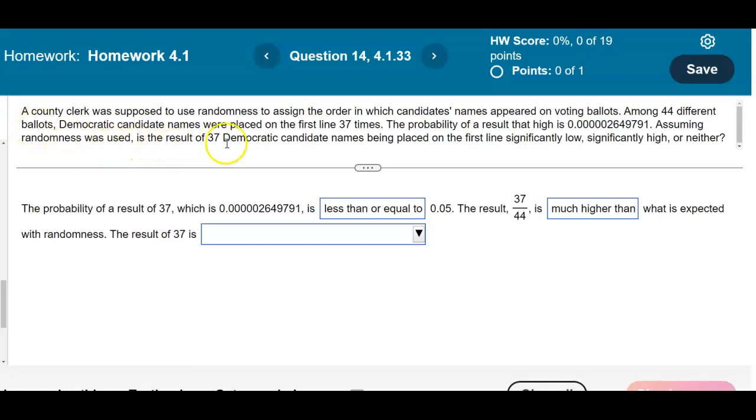A county clerk was supposed to use randomness to assign the order in which candidates' names appeared on voting ballots. Among 44 different ballots, Democratic candidate names were placed on the first line 37 times. The probability of a result that high is 0.0000026499791. Now, assuming randomness was used, is the result of 37 Democratic candidate names being placed on the first line significantly low, significantly high, or neither?